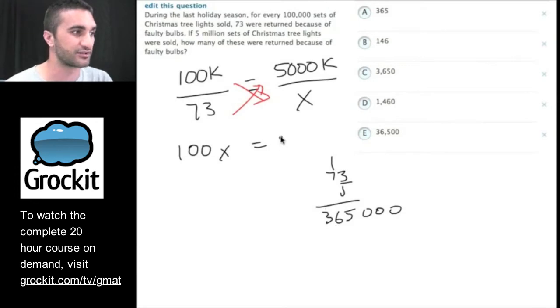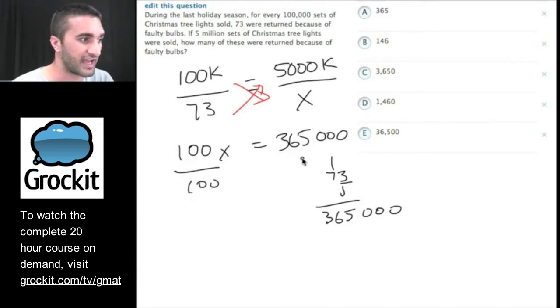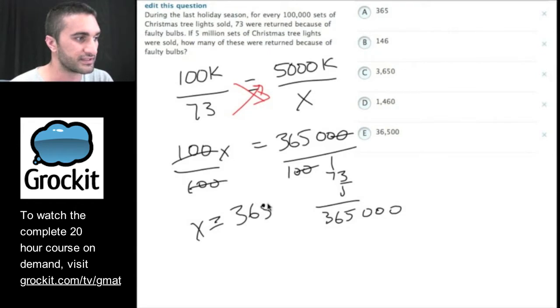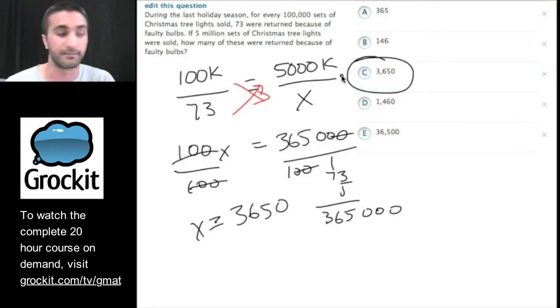I have my answer here, 365,000. And I just want to divide both sides by 100 to solve for x. And we should get x equals 3650, which looks like is C.